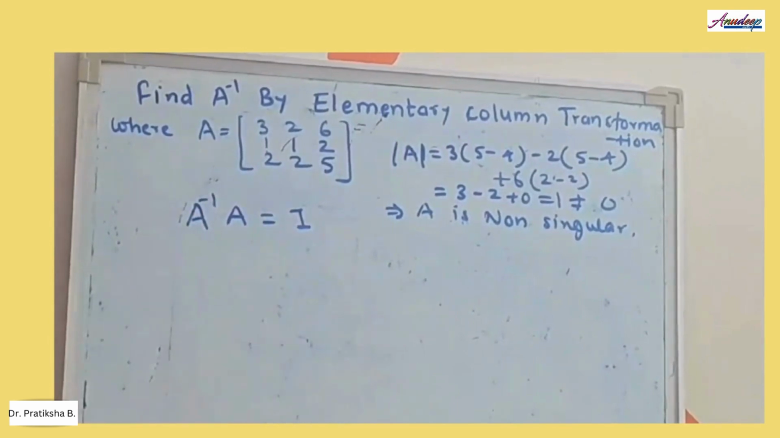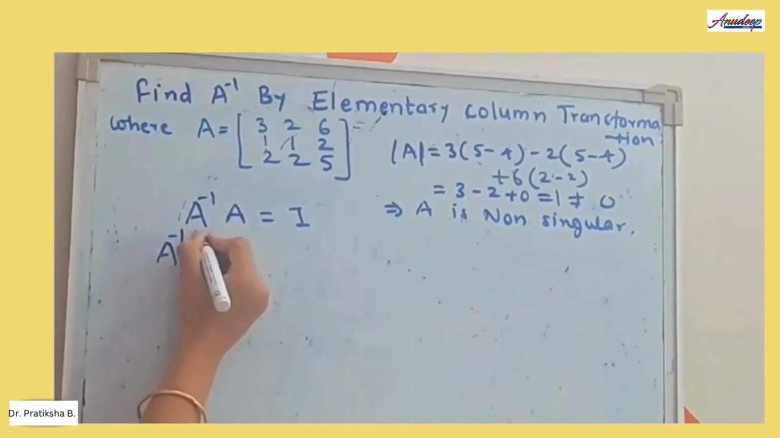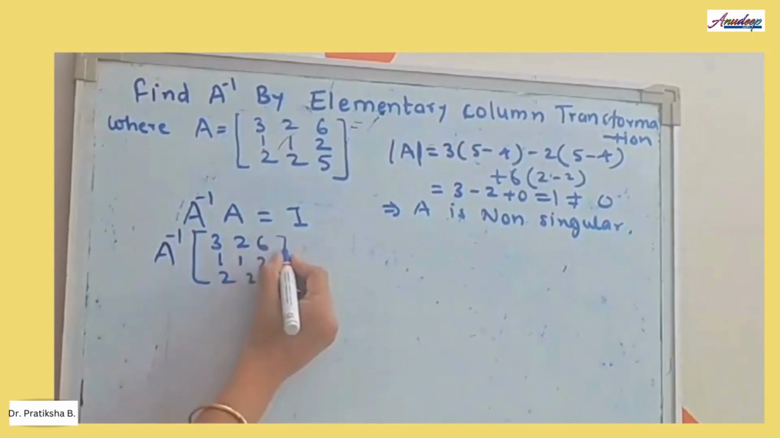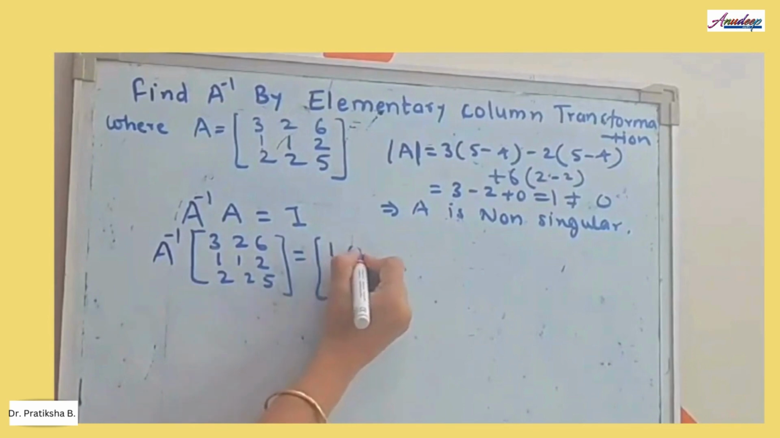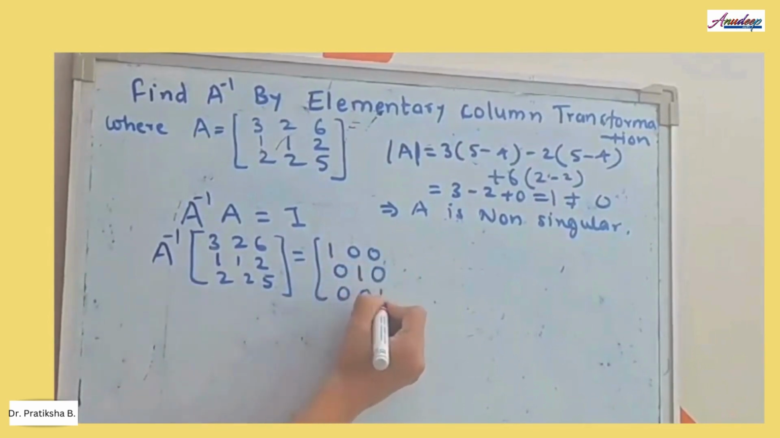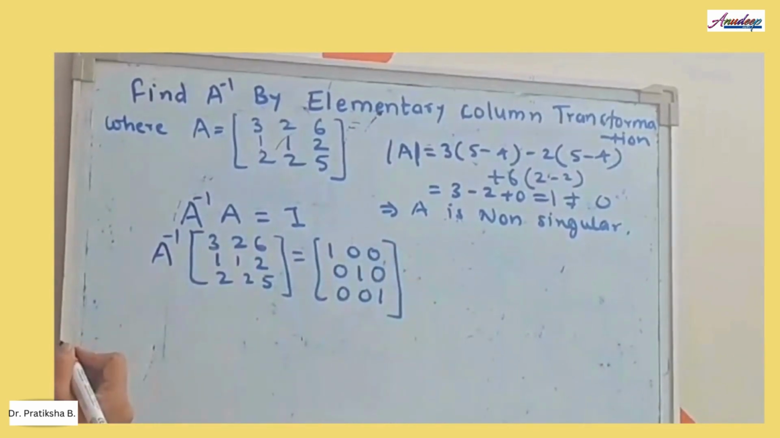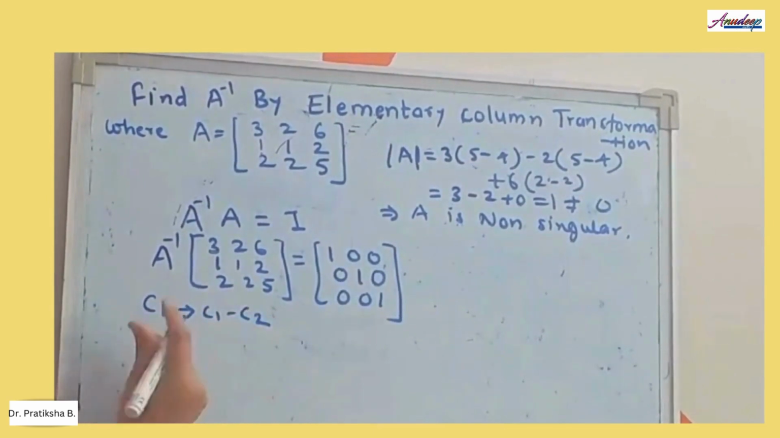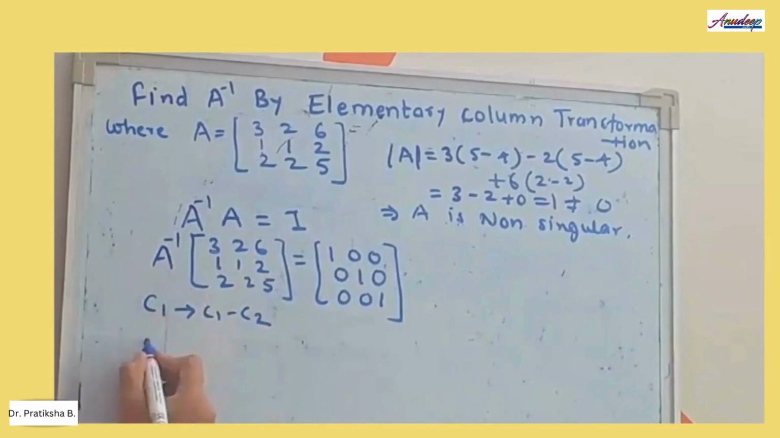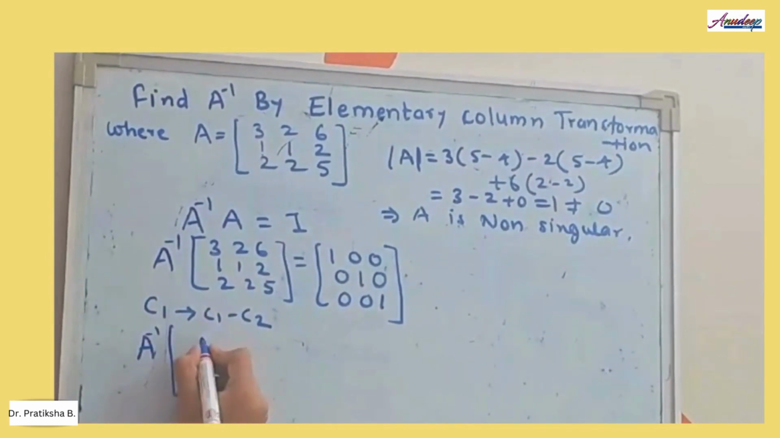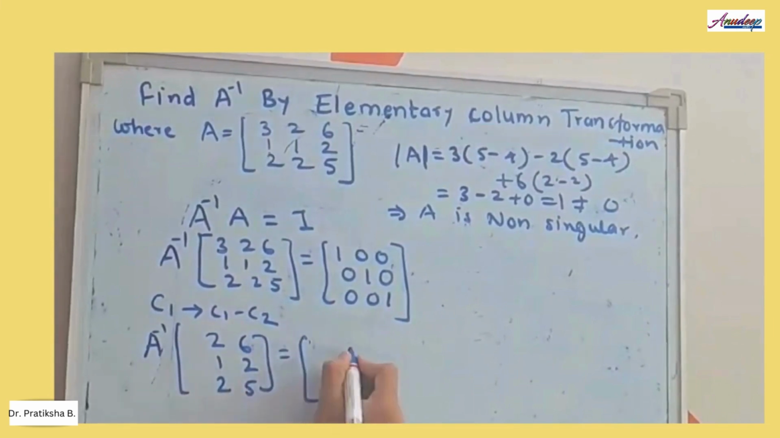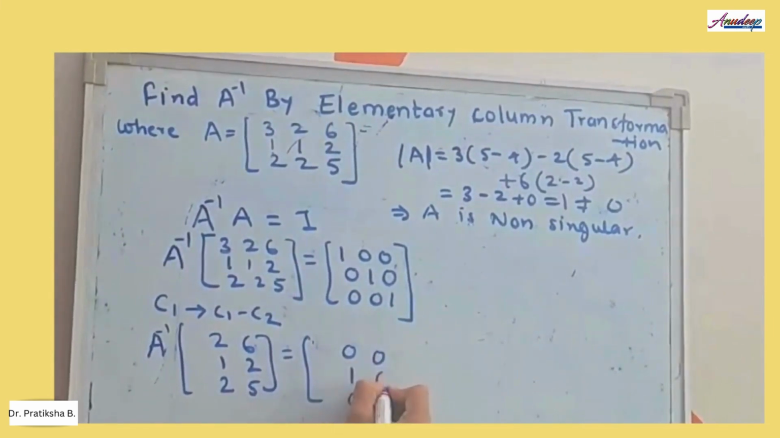So let us substitute the values. We have to find A inverse. The value of matrix A is given to us: 3, 2, 6, 1, 1, 2, 2, 2, 5. And I, again the identity matrix: 1, 0, 0, 0, 1, 0, 0, 0, 1. Now with the column transformation, I perform C1 changes to C1 minus C2. I'm changing only column 1; columns 2 and 3 will be as they are, so I'm just rewriting them: 2, 1, 2, 6, 2, 5 equals again 0, 1, 0, 0, 0, 1.